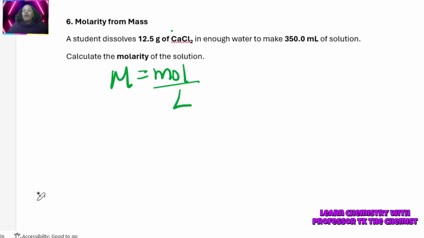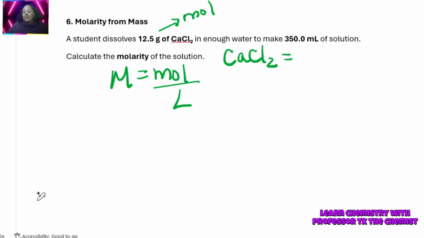Again, molarity is equal to moles per liter. There's nothing up here that represents a mole. But what I do know is that I have to convert the grams of calcium chloride to a mole. In order to do that, I do need the molar mass of calcium chloride. Since you are in General Chem 2, I'm going to assume that you already know how to find the molar mass.